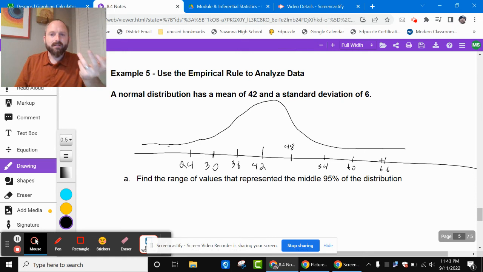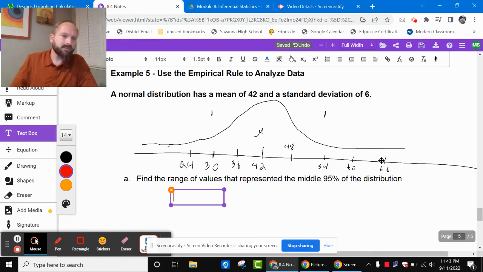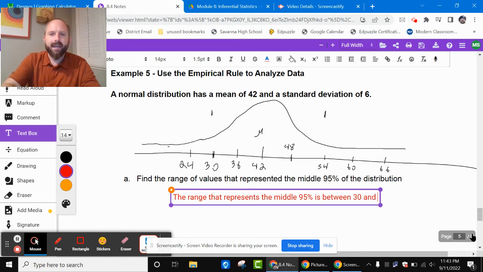Now, if we're answering these questions, it says find the range of values that represents the middle 95% of the distribution. Remember, that's the 2 standard deviations. So the mean's right here. That would be 1, 2, and then 1, 2. So then the range that represents the middle 95% is between 30 and 54. That's all we need to do.